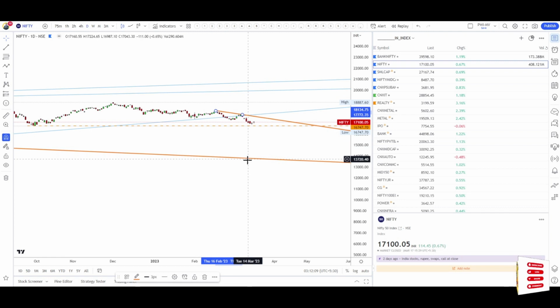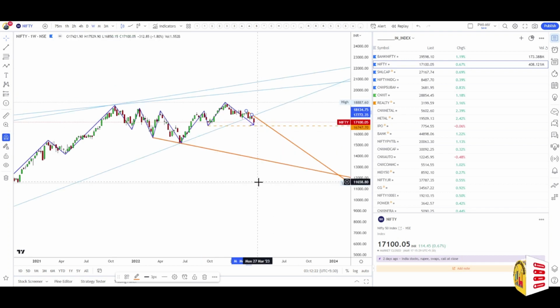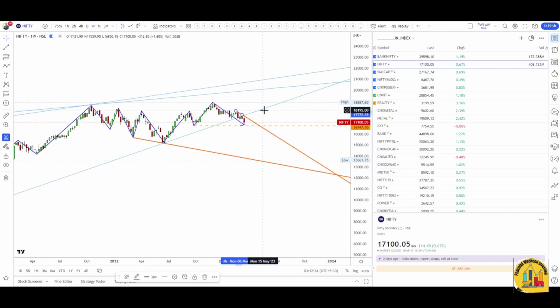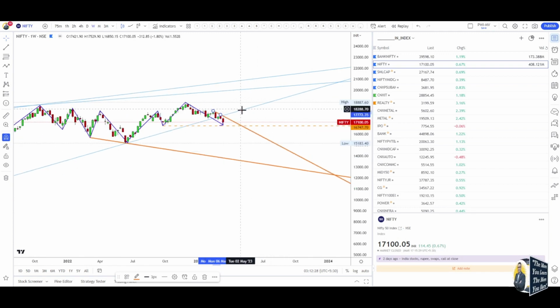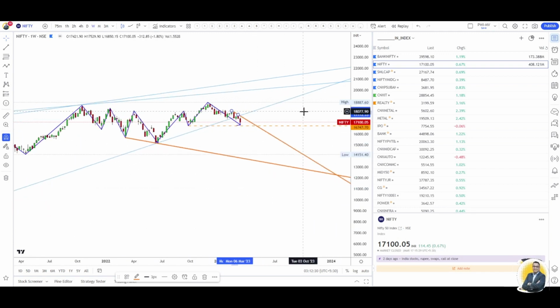For it to sustain above on the daily chart, it has to close above this line, and if it closes above 17.4 and above this line, then definitely it will be positive for Nifty. At least what I want is for it to come back on this trend line and be above this trend line, so that at least on a weekly basis we see a positive outcome and it goes into positive territory, and then we start looking for the long trades.